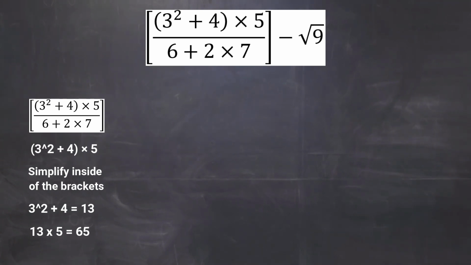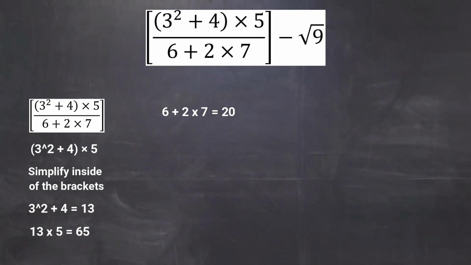Now, let's see the downside of the division line. Here, we can see addition and multiplication. According to the BODMAS theory, first you have to do multiplication, after that we can do the addition. By simplifying according to the theory, we can get the answer of 20. Now you finished simplifying the downside of the division line also.